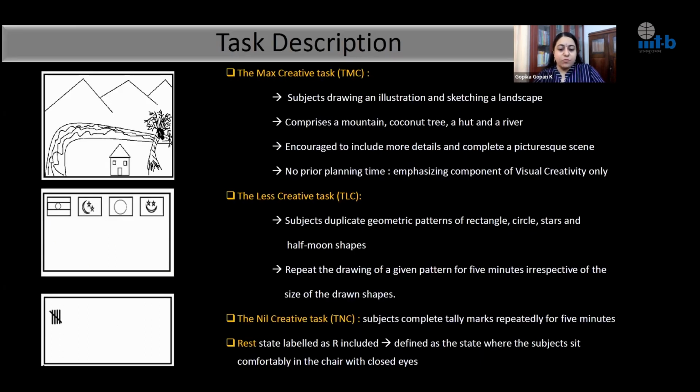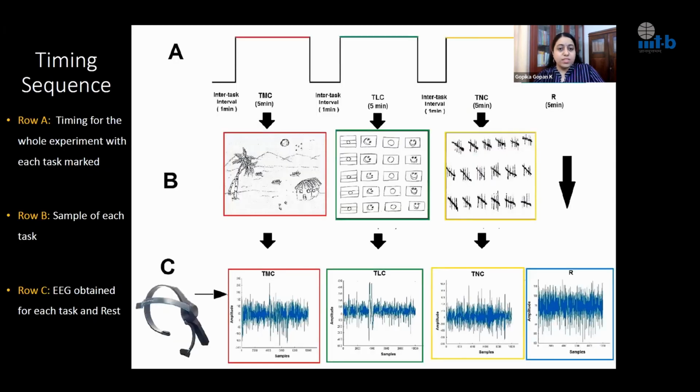So for the major tasks, there are four main tasks. The first task is the max creative task, where the subject is asked to draw or illustrate a landscape with the condition that it must have a mountain, a coconut tree, a hut, and a river. A sample is given on the left side, and they are encouraged to add more details, and no prior planning is given. The next one is a less creative task, where they had to repeatedly draw the given geometric pattern. The third is a nil creative task, where they have to repeatedly draw tally marks for the given time, that is 5 minutes. And finally, we have a rest, where the subjects can sit comfortably in the chair with closed eyes.